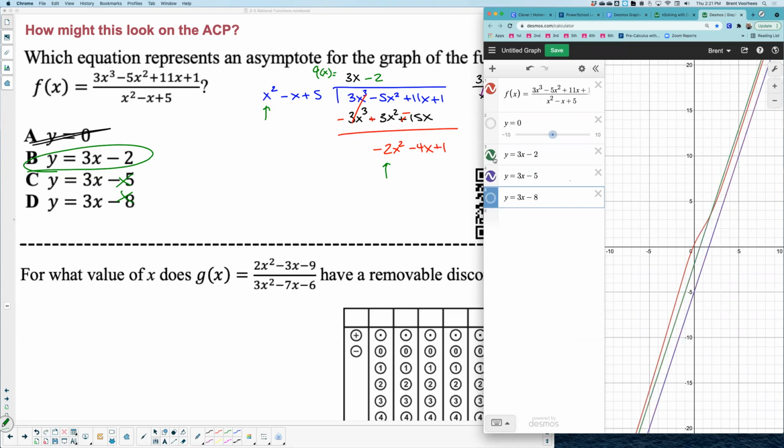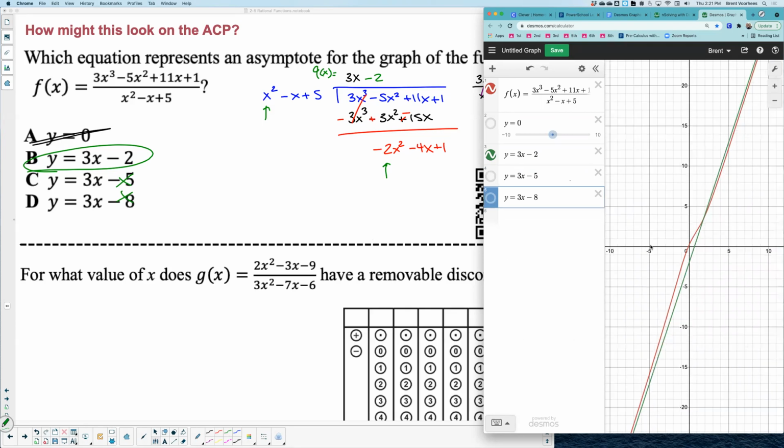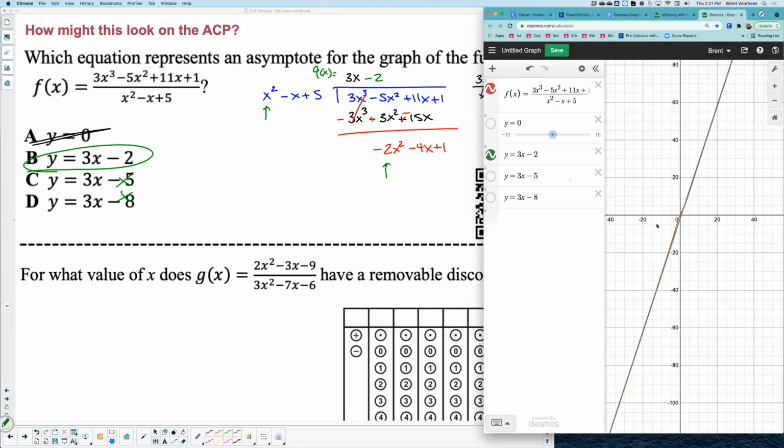So out of these two, which one more aligns with the graph? The answer is the green equation. And so yes, that would be the correct one. And if I zoomed out, you see these will start to look really similar. And so yeah, that is the answer here, 3x minus 2.